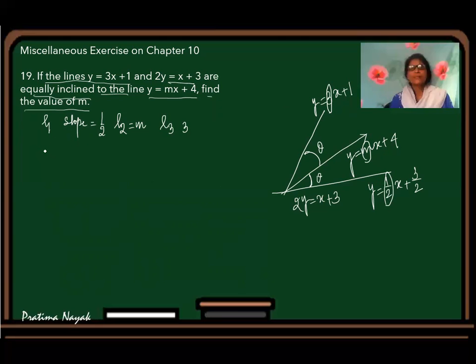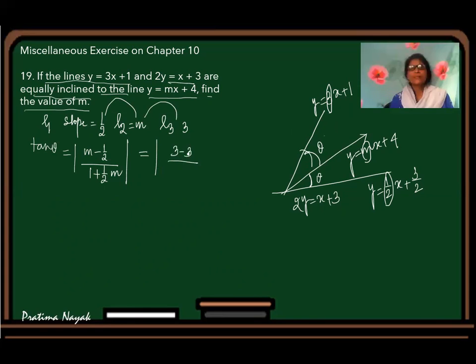First, the angle between L1 and L2 is theta. So I'll write tan theta is equal to (m minus half) upon (1 plus half into m). Next, the angle here is also theta, so this is the same tan theta I can write. Here it will be (3 minus m) upon (1 plus 3 into m). These two are equal, so we have to simplify them.